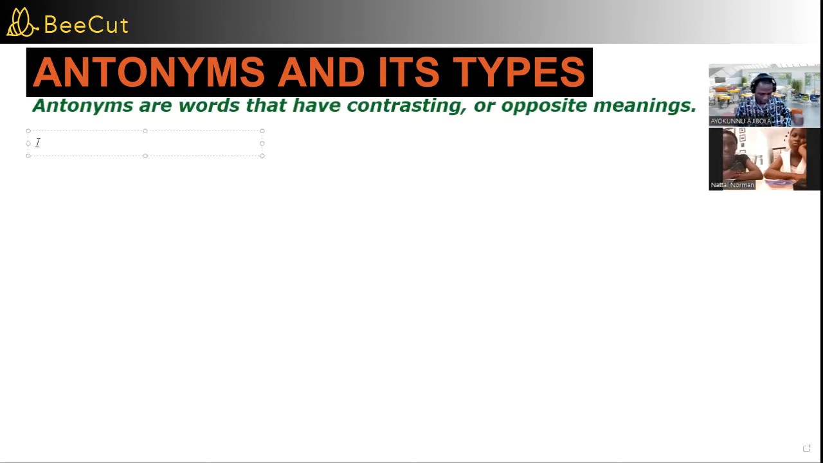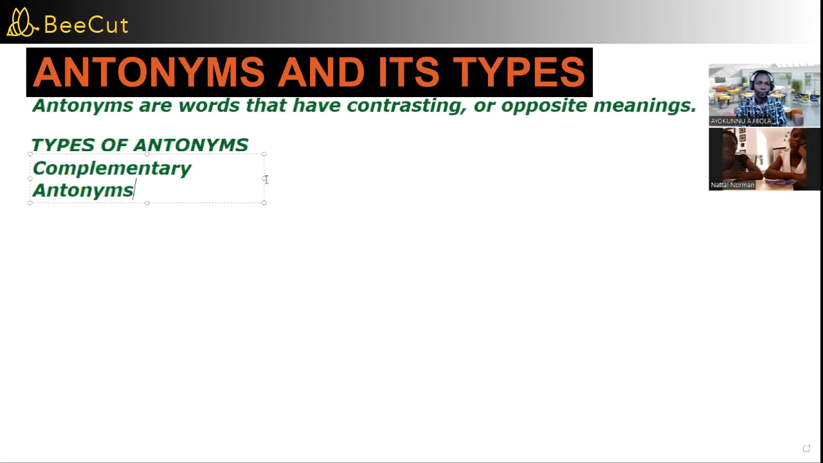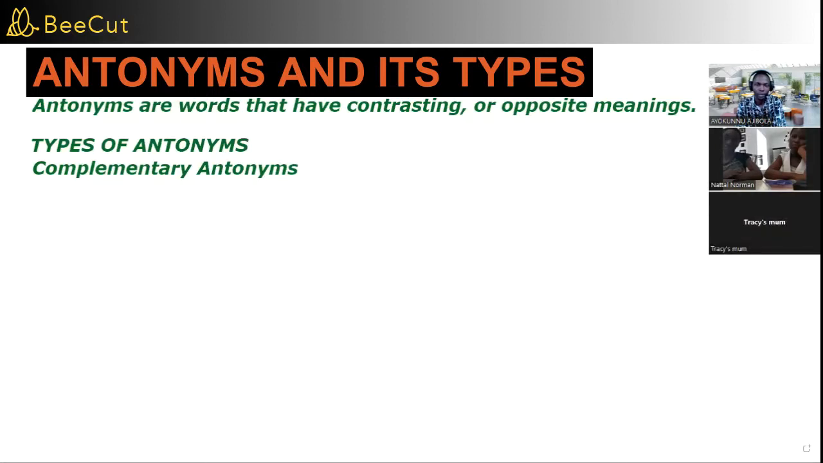The first types of antonyms. The first type that we're looking at here is complementary antonym. So I'm going to be defining complementary antonyms to you now. Complementary antonyms are exact opposites. They have no middle ground. They are just exact opposite. There is nothing that you can say, okay, it's related to it or whatever.